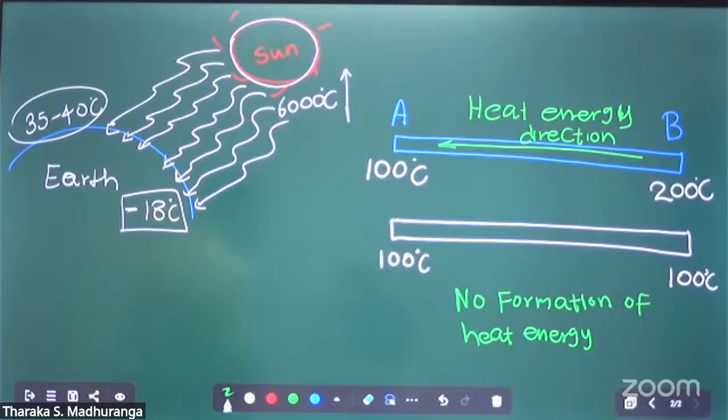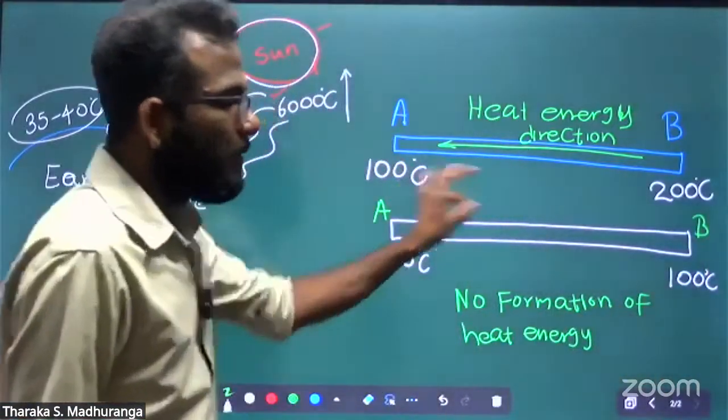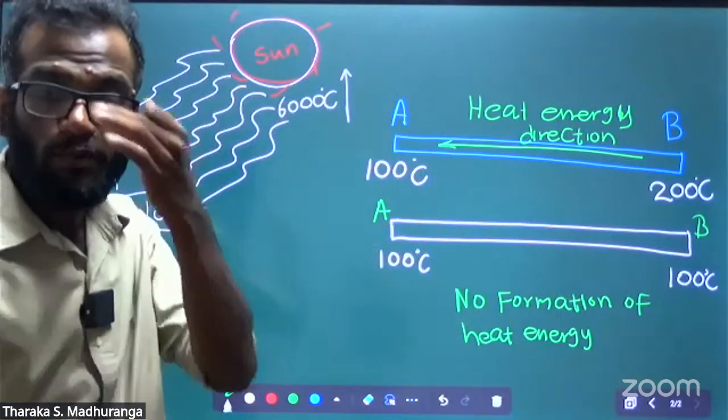Kabir, I got the actual meaning, because your previous rationale is wrong. Heat is always transferred from high temperature to low temperature, not low to high. Question: if both endpoints are the same temperature, does it mean the whole object is that temperature? Yes. If both ends A and B are the same temperature, that means the entire rod is 100 Celsius, then there is no heat energy formation. That you need to understand.